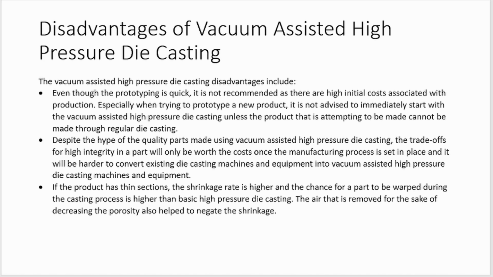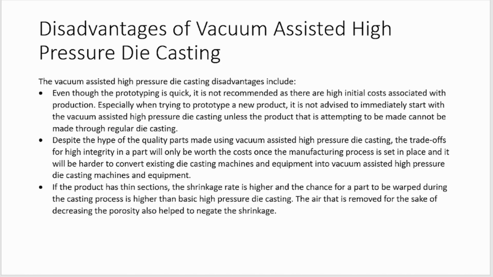Especially when trying to prototype a new product, it is not advised to immediately start with the vacuum-assisted high-pressure die casting unless the product that is attempting to be made cannot be made through regular die casting. Despite the hype of the quality parts made using vacuum-assisted high-pressure die casting, the trade-offs for high integrity in a part will only be worth the cost once the manufacturing process is set in place, and it will be harder to convert existing die casting machines and equipment into vacuum-assisted high-pressure die casting machines and equipment.